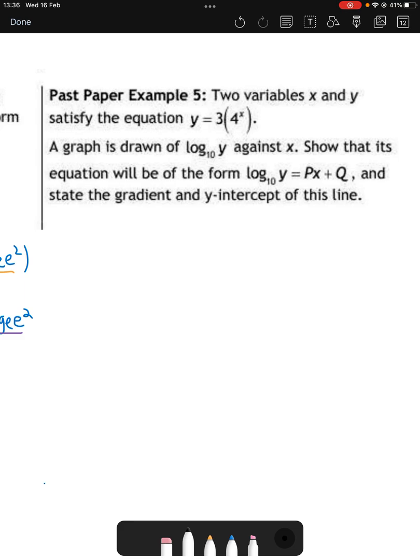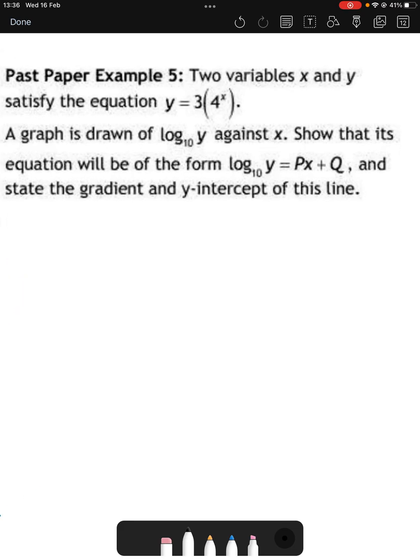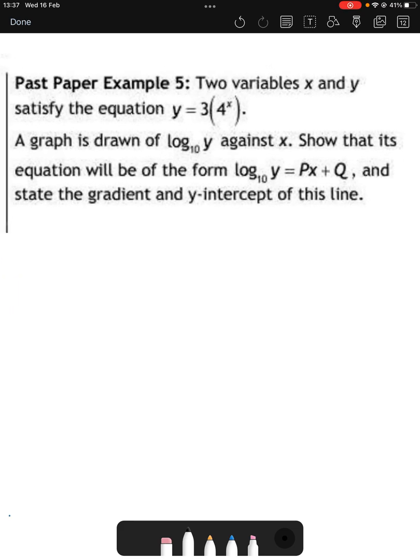So it says 2 variables, x and y, satisfy the equation y equals 3 bracket 4 to the power of x. A graph is drawn of log y to the base 10 against x. Show that its equation will be of the form this and state the gradient and y-intercept of this line. So, as we did with the other questions, obviously they gave you like n k to the power of x, for instance. We introduced logs on both sides. They are telling you it's log to the base 10. So I'm going to do that from what I'm starting with. So I'm going to introduce logs on both sides. So log 10 y is log.